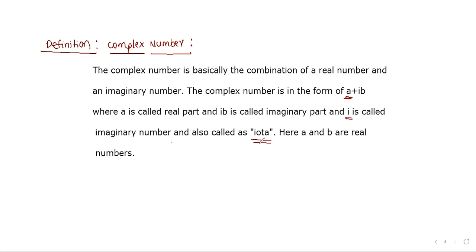Here we observe that the complex number is of the form a plus ib. a is called the real part and ib is called the imaginary part. For example, 2 plus 3i, that is, 2 is called the real part and 3i is called the imaginary part.